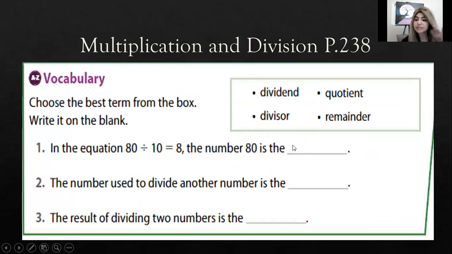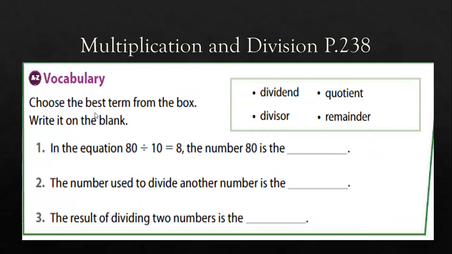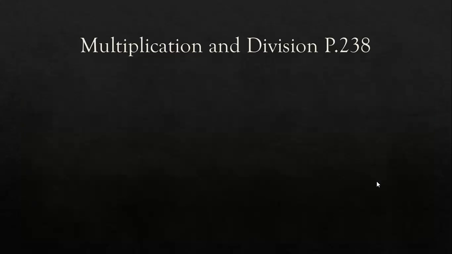In page 238, choose the best term from the box, write it on the blank. Number 1, in the equation 80 divided by 10 equals 8, the number 80 is the dividend. The number used to divide another number is the divisor. The result of dividing two numbers is the quotient, okay?